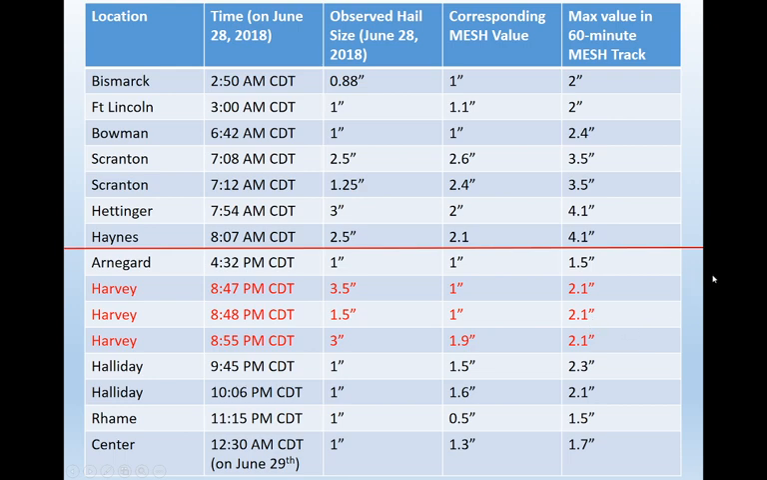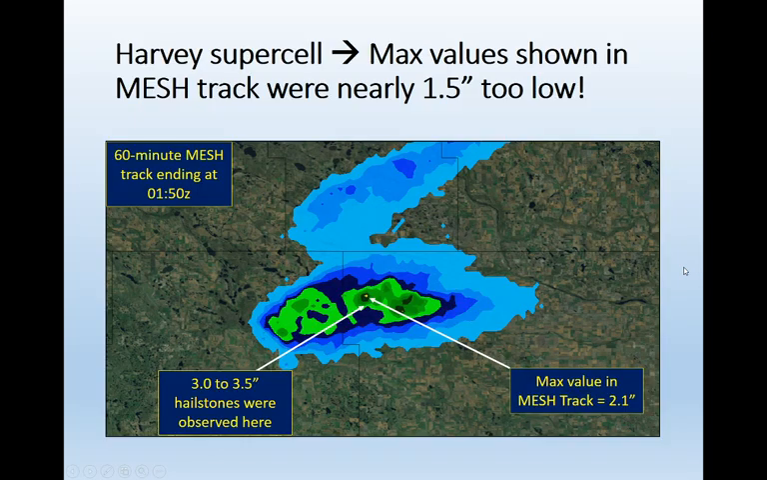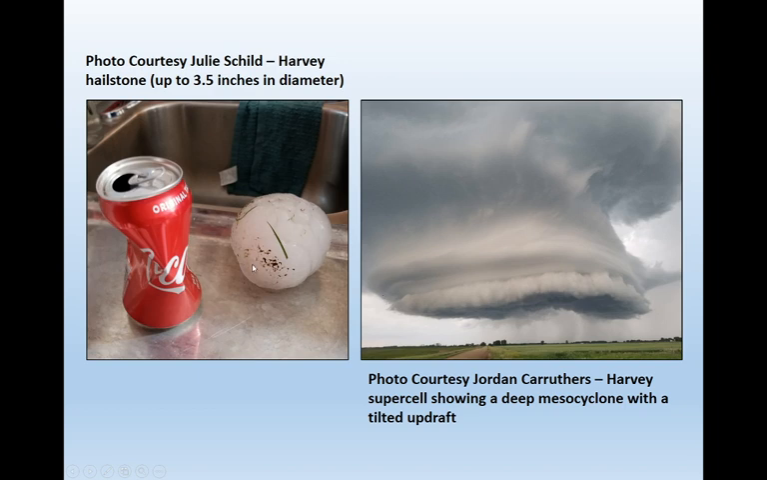So I investigated that storm to see what's going on, what do the radar characteristics look like. And here's the MESH track for that storm, the Harvey supercell. And you'll notice it was depicting hailstones in general less than 2 inches in diameter, except for this really tiny core, a few pixels here, where it did get up to 2.1. But that was still about 1.5 inches too low based off what was observed at the ground, which is shown right here. Here's one of those hailstones that was observed at the ground in Harvey, courtesy of Julie Shield, a family member of one of our lead forecasters here at Bismarck, Jeff Shield. So thanks for these photos, Jeff.